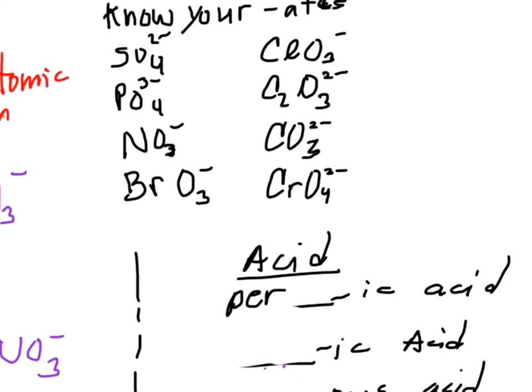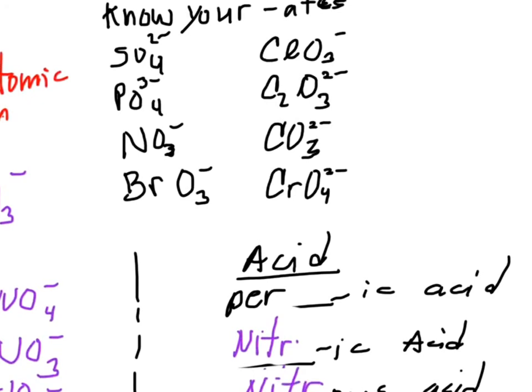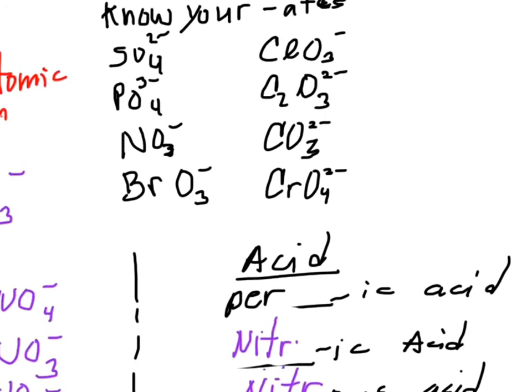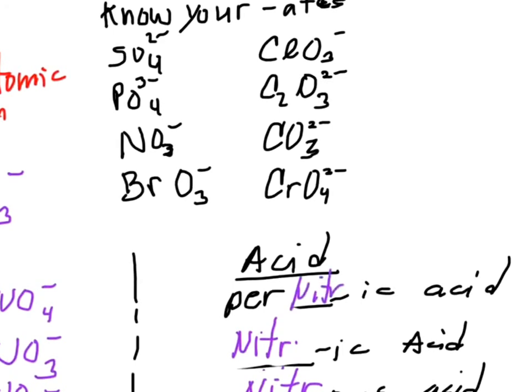Let's look at NO3 minus. In this case, you should recognize this to be a nitrate ion. So NO3 is a nitrate, and the acid is nitric acid. Same thing with one fewer oxygen, that was a nitrite, and the acid is nitrous acid. You can fill in the rest on your own. Okay, well, hopefully that was helpful, and you understand a little bit more about some of the basic naming conventions.